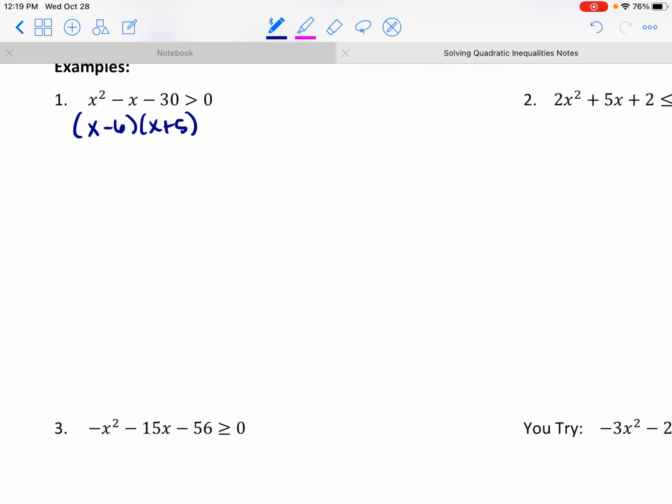So if I was looking at the related function instead of the inequality, then it would have roots at 6 and at -5. So in my head, I already basically know what this graph is going to look like. This is going to be a parabola that opens up because there's a +1 out in front, and I know where it's crossing the x-axis. So I'm just going to sketch this out.